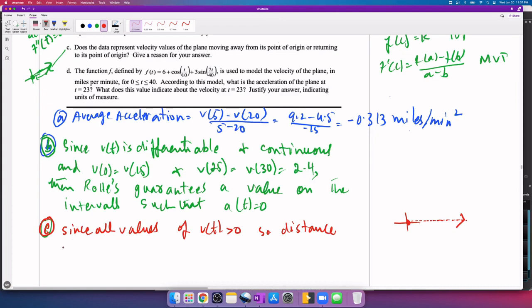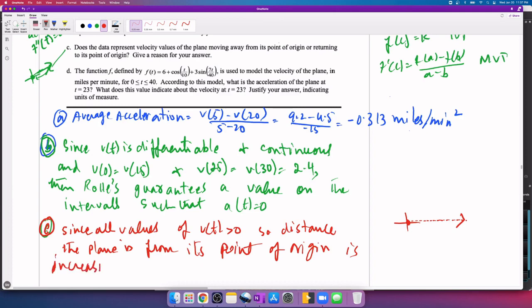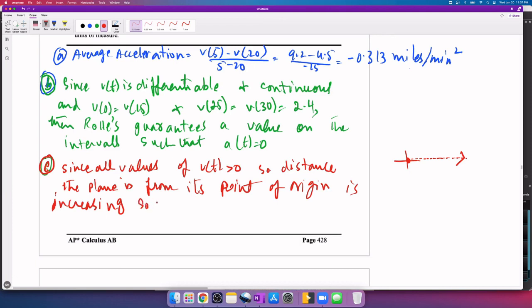So the distance the plane is from its point of origin is increasing. Like this distance from the point of origin is increasing. So the plane is moving away from origin.